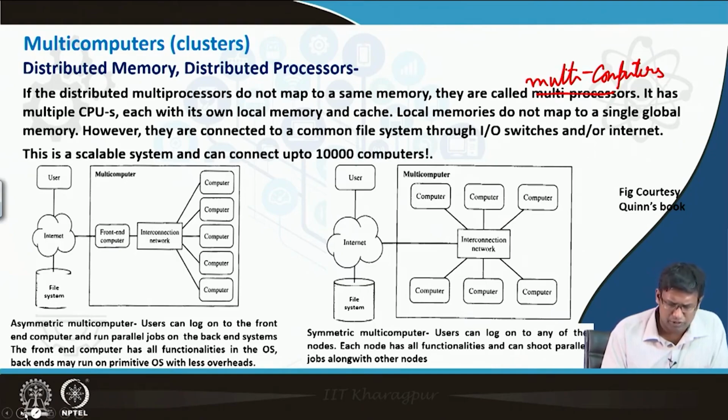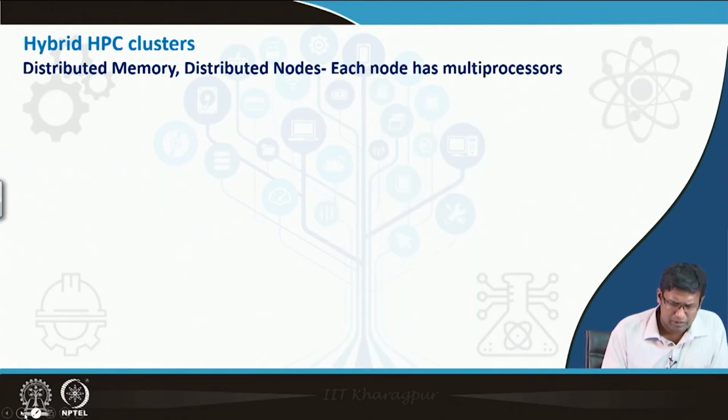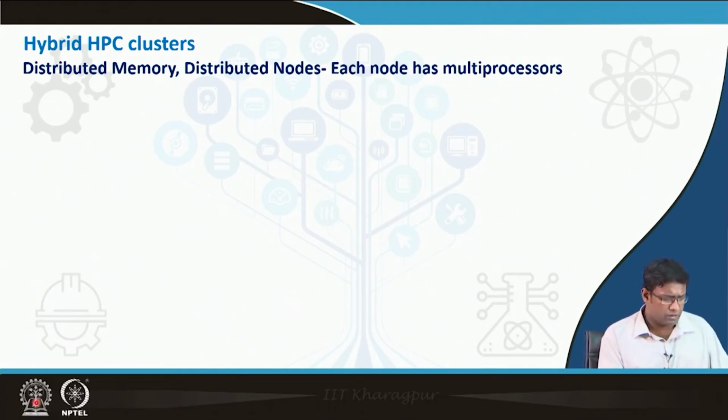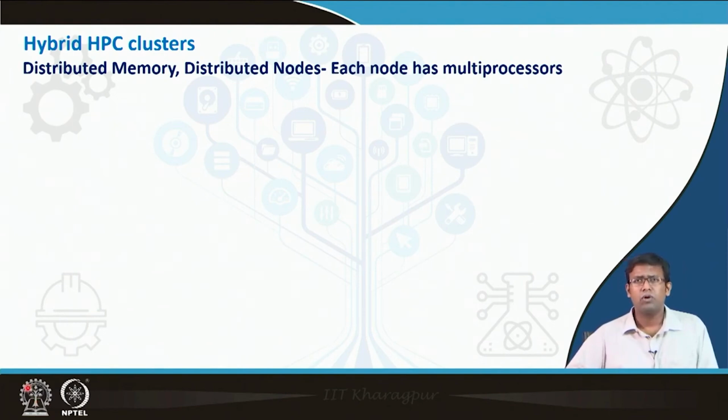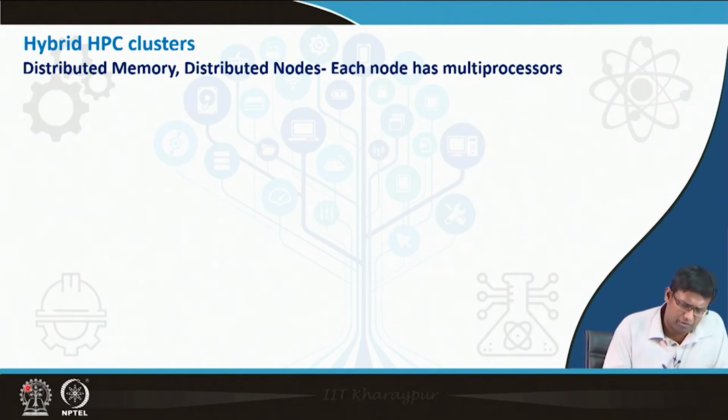This is again taken from Quinn's book. The next one, which is a more modern and cutting-edge application, is the hybrid HPC cluster. This is a distributed memory, distributed node system, but inside each node, so it is a multi-computer, each node has its own memory unit, and inside each node there are multiple processors. So each node is itself a shared memory multiprocessor, a UMA type of thing.